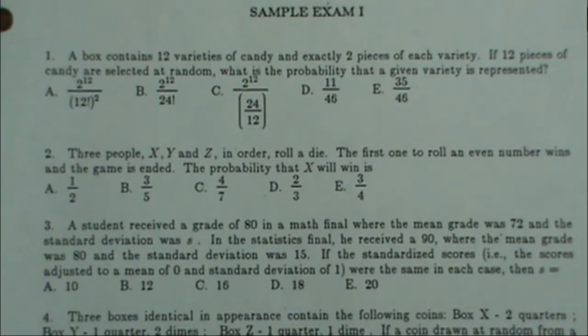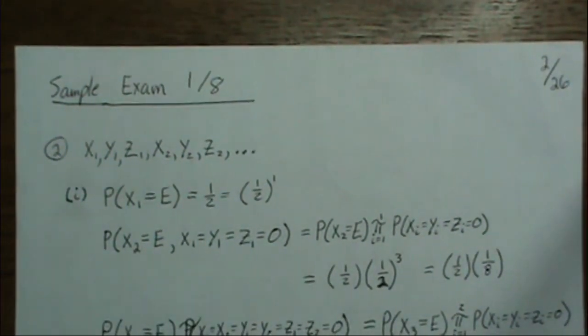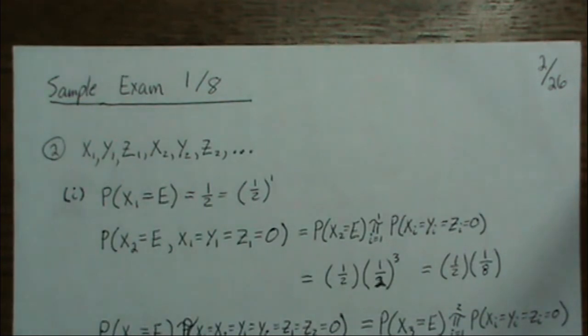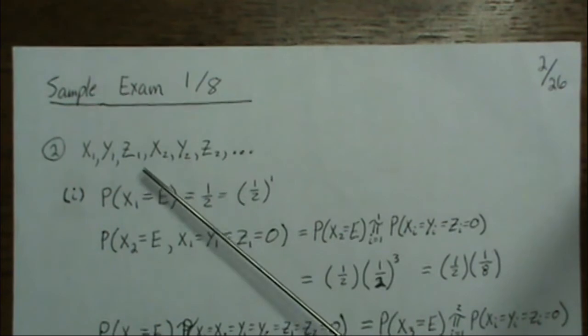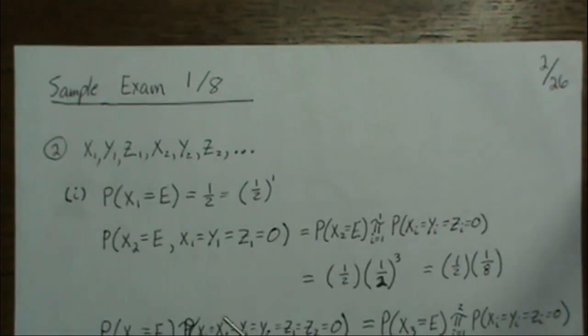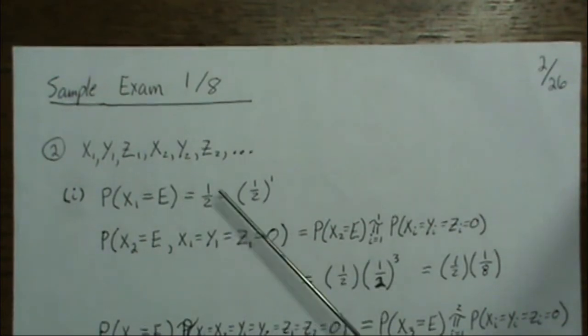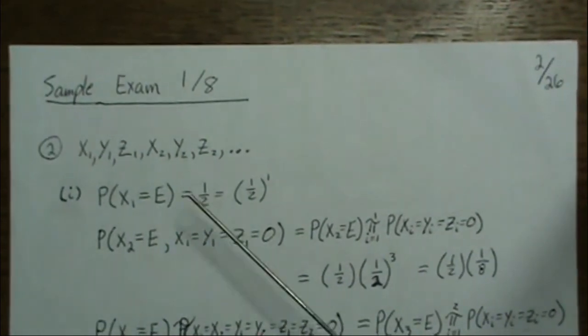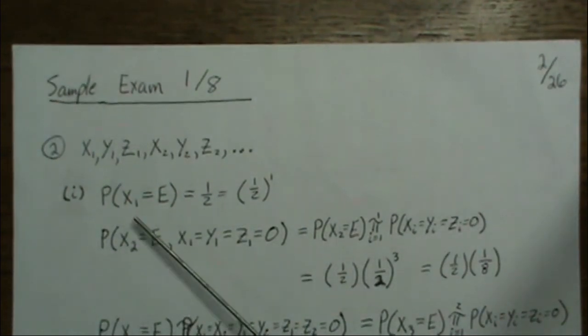Problem 2. 3 people, X, Y, and Z, in order, roll a die. The first one to roll an even number wins, and the game is ended. The probability that X will win is... So problem 2 is X, Y, and Z are going to roll in order. So I set up a sequence here. The subscript signifies what roll it was. So this is their first roll, but it could stop at any time in here, as long as someone rolls an even number. As long as they keep rolling an odd number, the game keeps playing. And we want to find the probability that X wins.